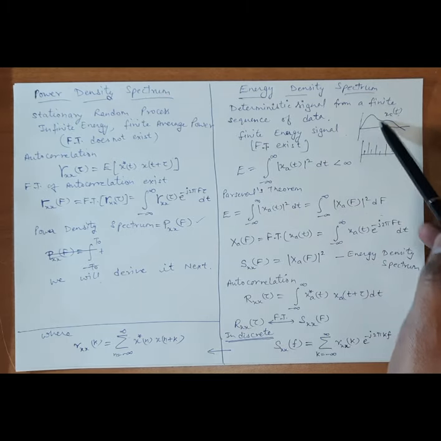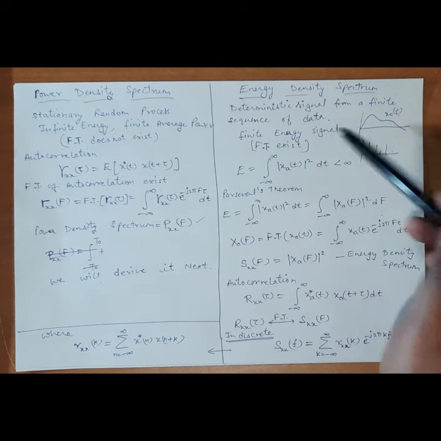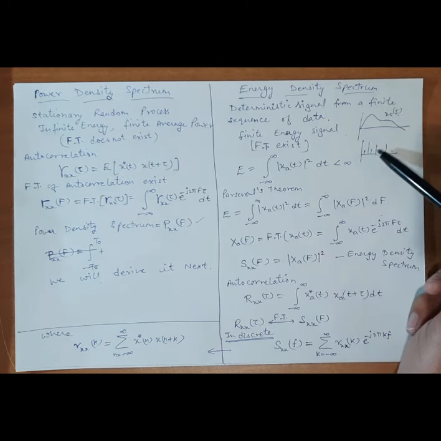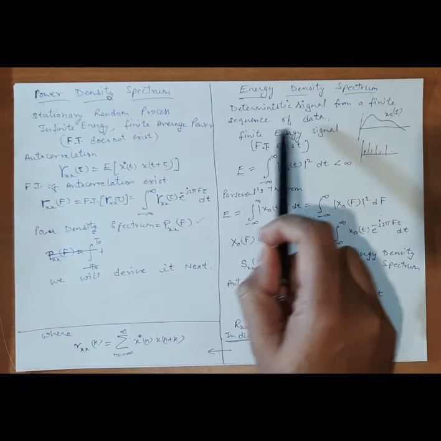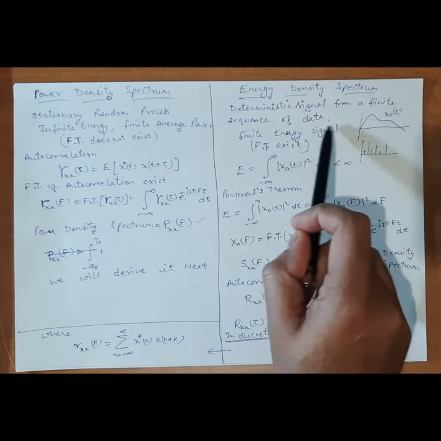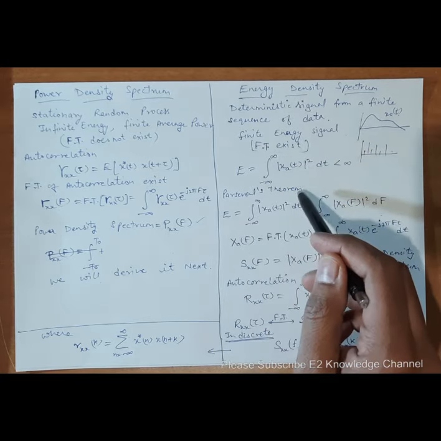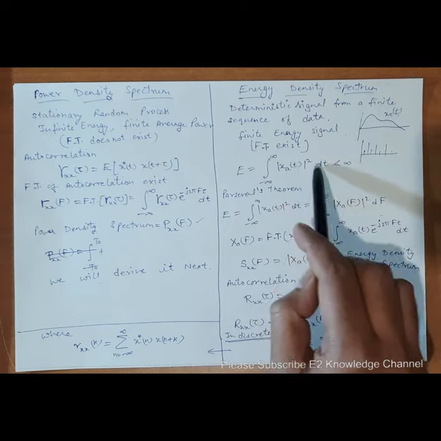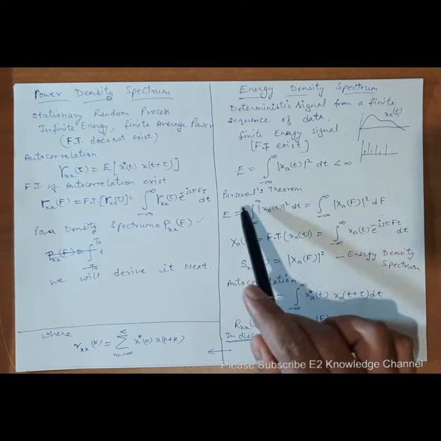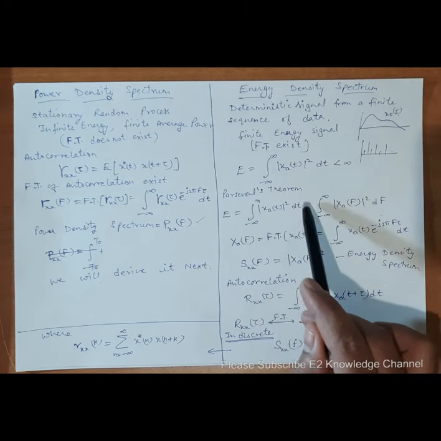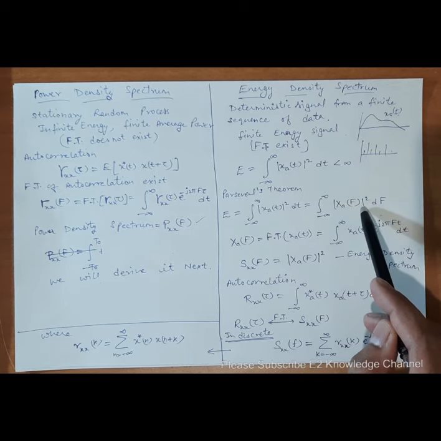So if it is an analog signal, then we use x(t). If it is a sampled version of this analog signal, then we use x(n). Because it has a finite sequence of data, it has finite signal energy, so its Fourier transform does exist, so it is easy. That is, the energy is finite, less than infinity. So as per Parseval's theorem, E is equal to the integral of |x(t)|squared. This energy in the time domain is equal to the energy in the frequency domain.